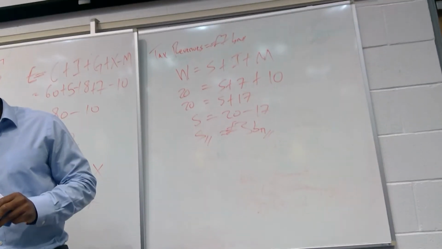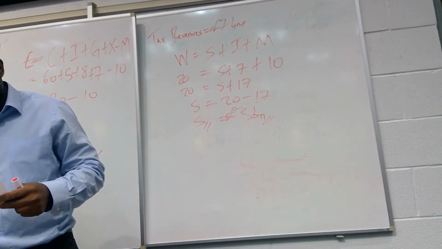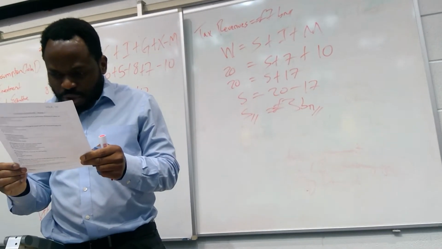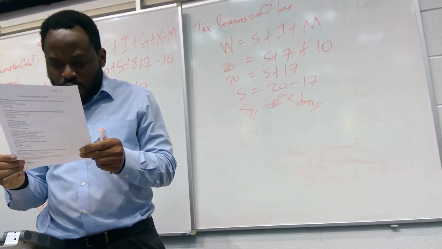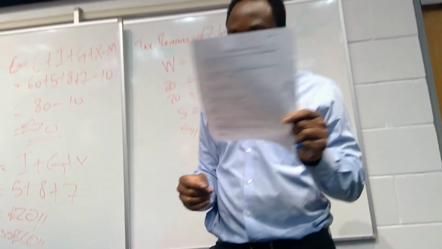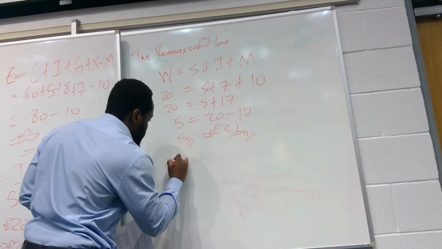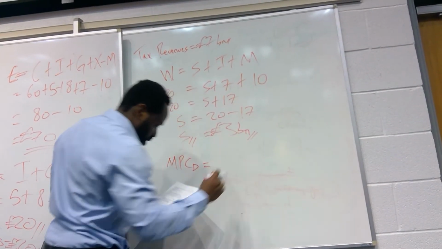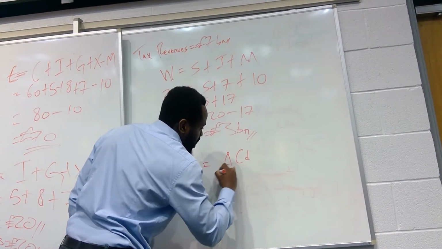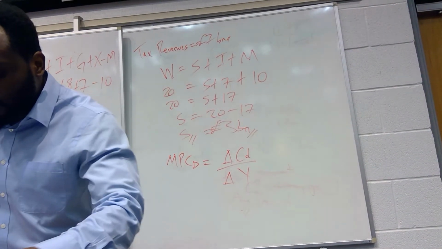Okay, if national income now rises to 80 billion, that is E, and as a result, the consumption of domestically produced goods rises to 58 billion. What is the marginal propensity to consume domestically? How do we calculate it? It's very simple. We need to look at the change in consumption domestically divided by the change in income. So that's all we have to calculate.